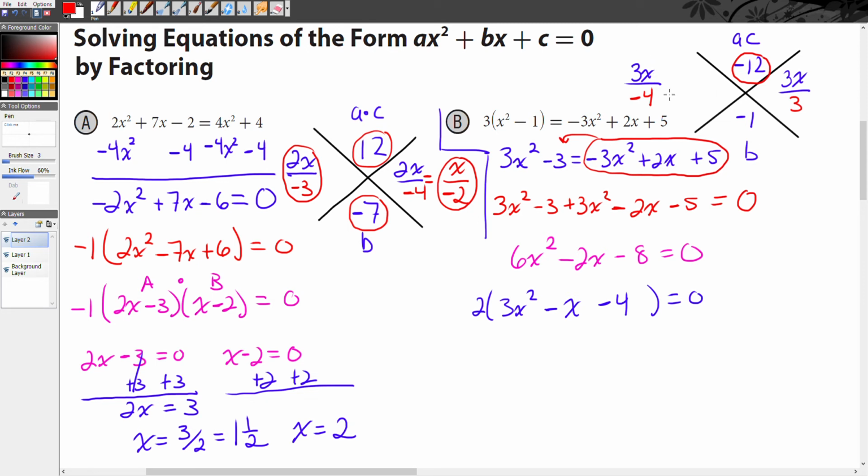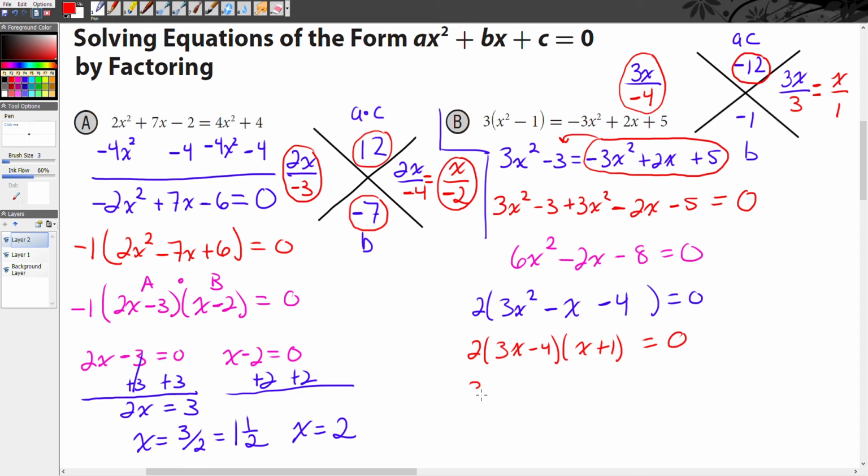So I have 3x over negative 4. This is already in simplest form. And I have 3x over 3. I can divide both parts of this by 3. This gives me x over 1. So now when I factor this, I have 2 times 3x minus 4 times x plus 1 equals 0. And now I want to set both of these equations to equal 0.